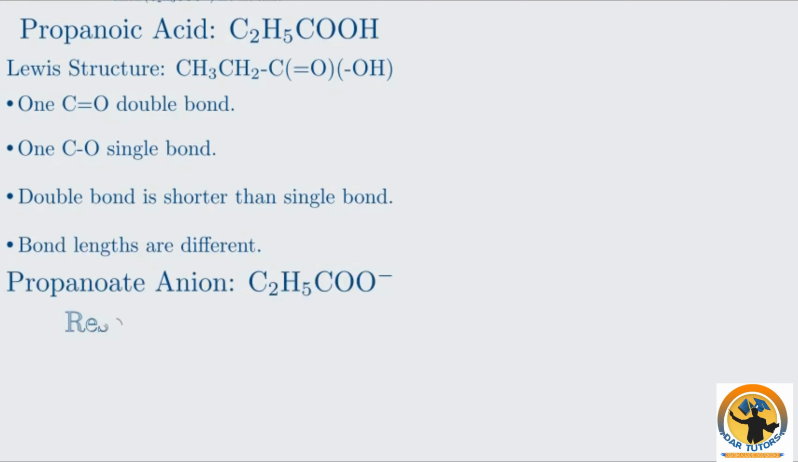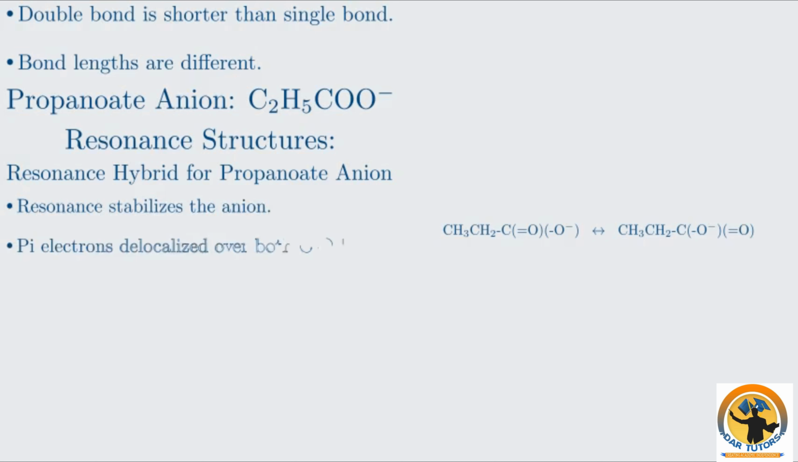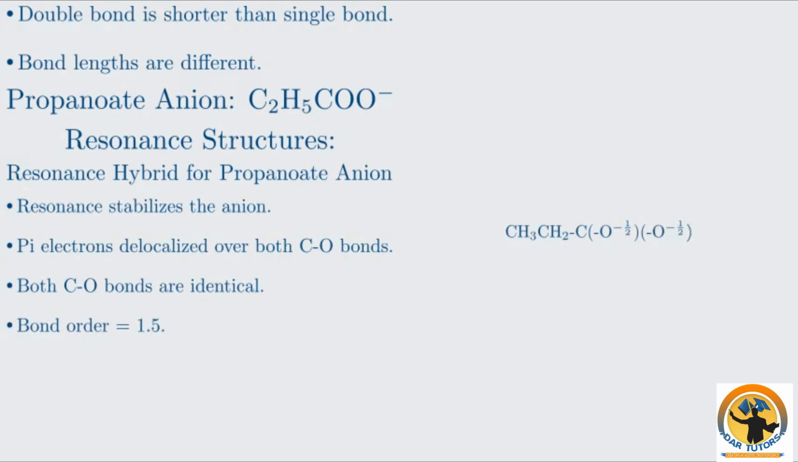The propanoate anion can be described by two equivalent resonance structures. The pi bond is delocalized over both carbon-oxygen bonds, and the negative charge is distributed over both oxygen atoms. As a result, the actual structure is a resonance hybrid. The two carbon-oxygen bonds in the propanoate anion have a bond order of 1.5, meaning they are identical in length. This length is shorter than a C-O single bond but longer than a C=O double bond. This stabilization of the conjugate base through resonance is why carboxylic acids like propanoic acid are acidic.